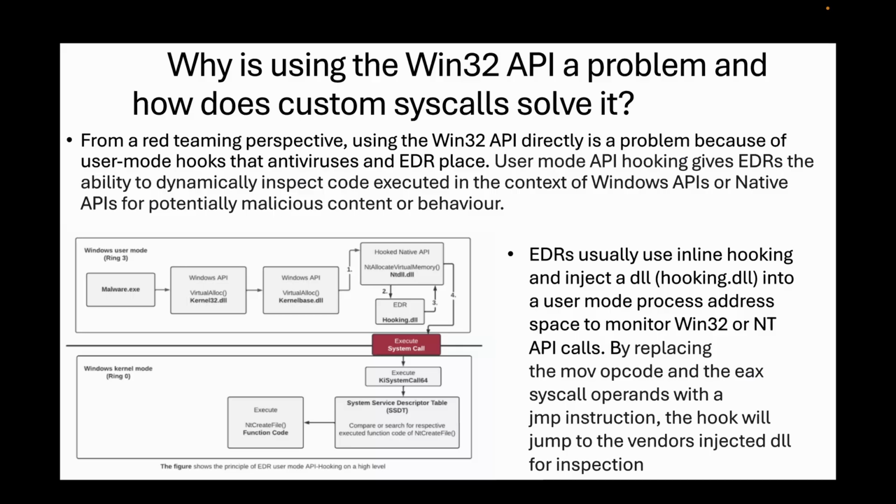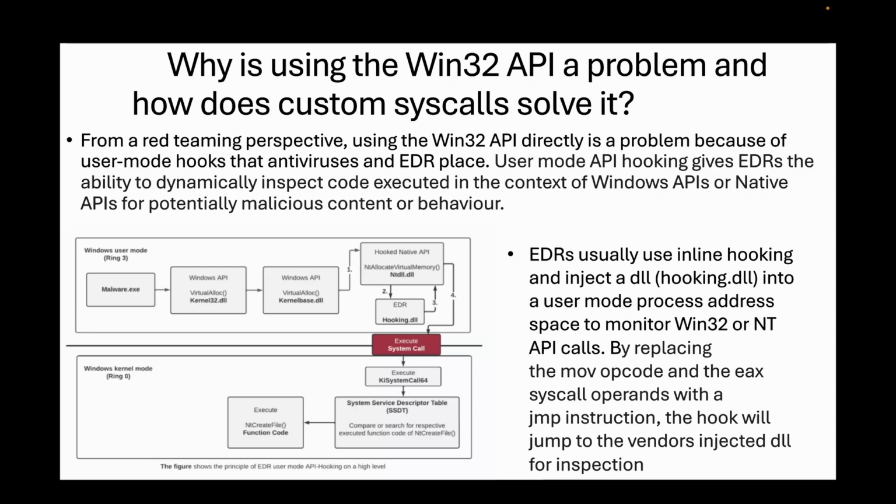Why is using the Win32 API a problem? Using the Win32 API directly is a problem because of user mode hooks that antiviruses and EDRs place. User mode API hooking gives EDRs the ability to dynamically inspect code executed in the context of Windows APIs or native APIs for potentially malicious content or behavior.